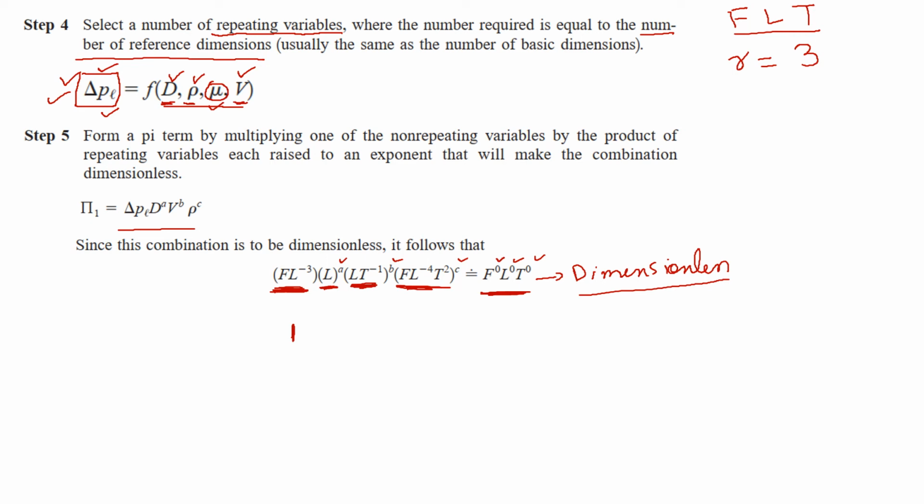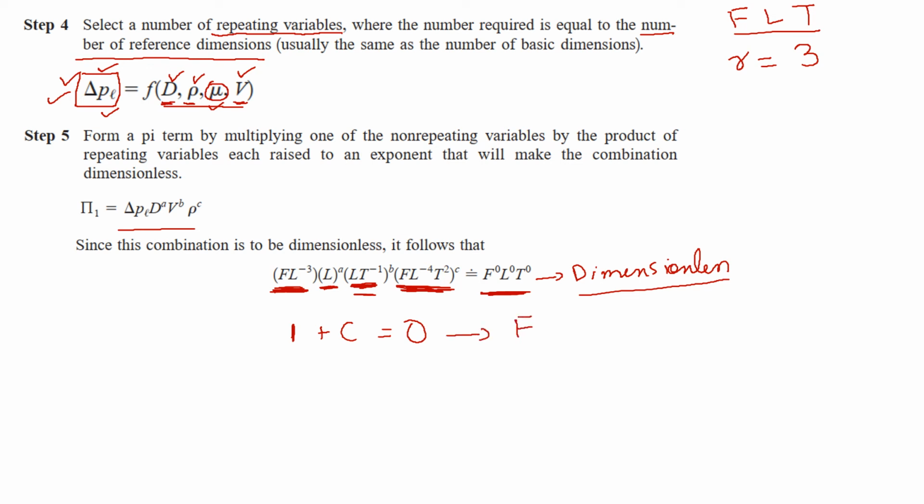Similarly, the velocity dimensions do not include any force term, and here the density dimensions include the force term, and its power is equal to c. So 1 plus c will be equal to the power on the right-hand side of the force, and that is 0. So this is how we are going to form equations for our a, b, c terms by taking our reference dimensions one by one.